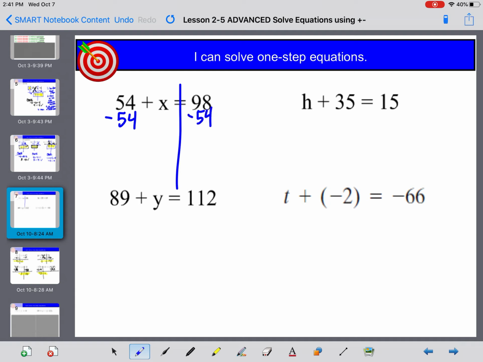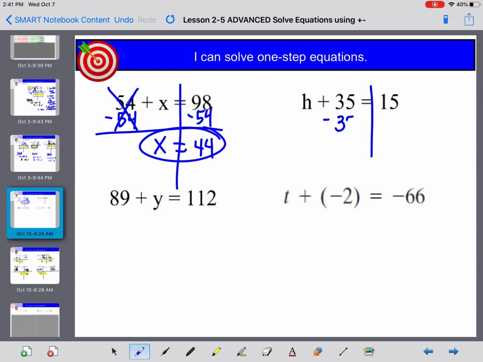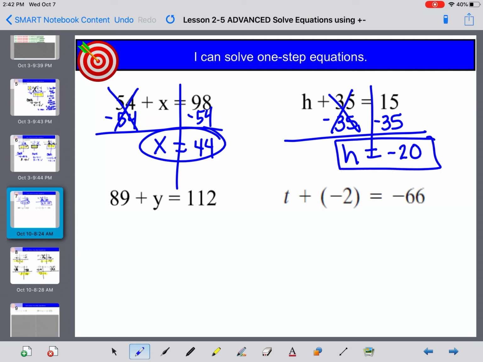All right. Your notation should match mine as well. I'm going to do this quickly, and I'm not going to show the checking part because we don't want our video to be exceptionally long. The first thing I do is subtract 35 from both sides, and I get negative 20.